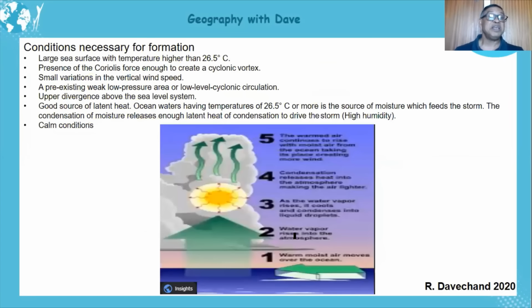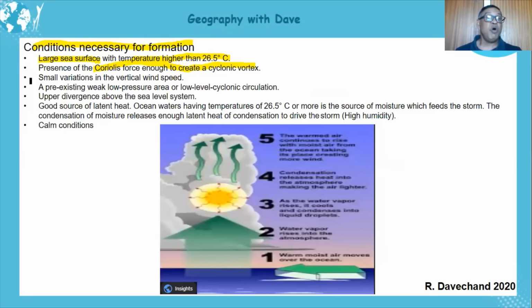All right, let's look at conditions necessary for the formation. Large sea surface area with temperature higher than 26.5 degrees. So there must be high temperatures for the earth to start rising to form this vortex of low pressure in the middle. Otherwise, air is not just going to move towards it. And we spoke about presence of Coriolis force enough to create that cyclonic vortex, and also starting to spin around it or rotate around it.